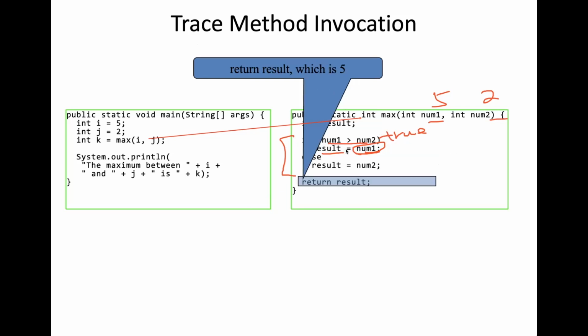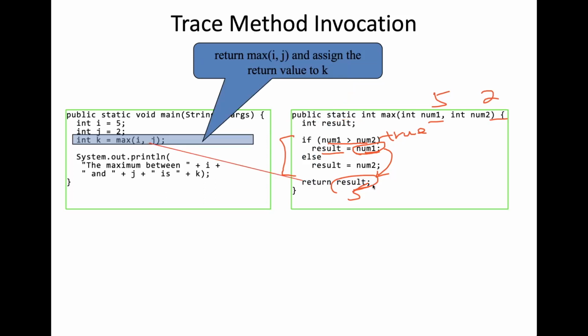Next up, there's nothing else because your entire flow of control is going to get out of your if and else, going straight to the return result. And notice that your result is 5, the greater of the two arguments. At this point, your flow of control is going to completely exit this pair of curly braces, what we call the function scope, and go back to your main.